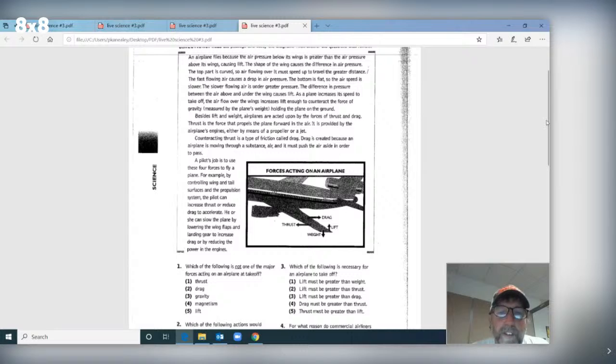So basically, if you look at these, the correct answer would be number 1. Lift must be greater than the weight. Okay.